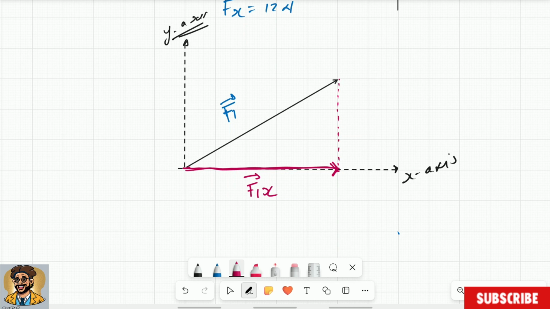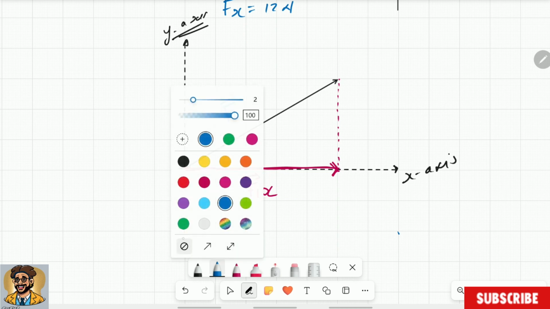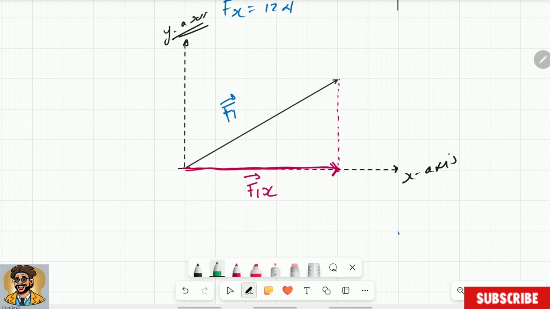Do you understand? And if you take that force to the y-axis the same way, perpendicular, all the way there to the y-axis, you also have the y component of F1. So who is that green line? F1 in the y-axis.